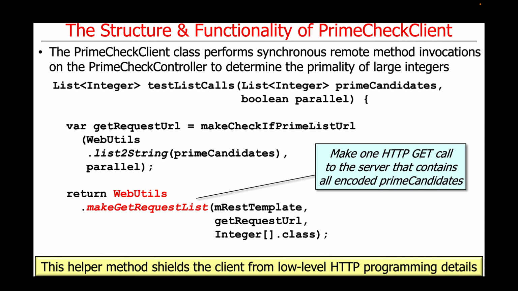In this case, we're going to use another utility method called MakeGetRequestList, which makes a single HTTP GET call to the server that contains, as part of the URL, all the encoded prime candidate values. Once again, this helper method helps to shield the client code here from the low-level HTTP programming details that would otherwise distract us from the business logic part. So there's still a little bit more code here than would be if you were just making a local call from a client in the same address space to an object in the same address space, but it's not gratuitously bad. It's abstracted away a little bit and encapsulated so it's a little cleaner.